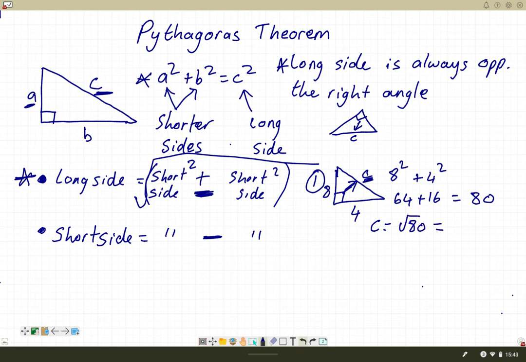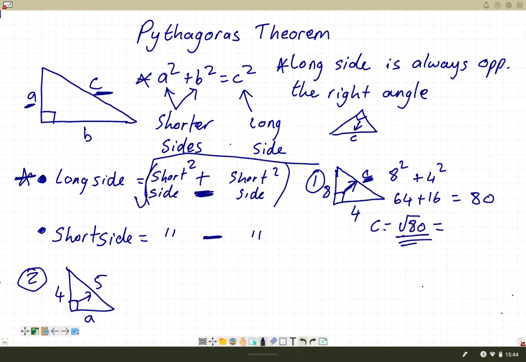Guys, if you've got a calculator, do that. If you haven't, you can leave your answer like that: root 80. All right, let's try another one. Let's say this one's missing now. This one's 4 and this one's 5. Now I know I've got the long side.